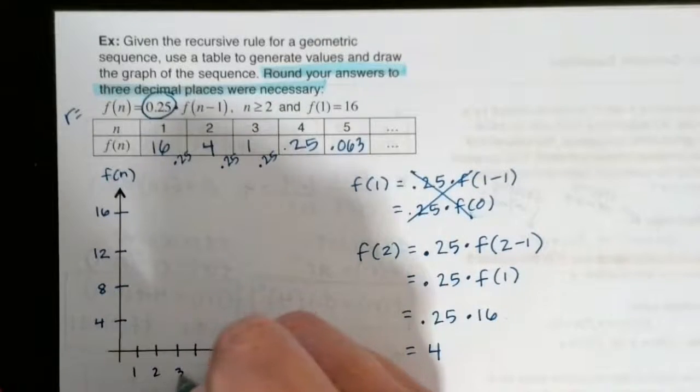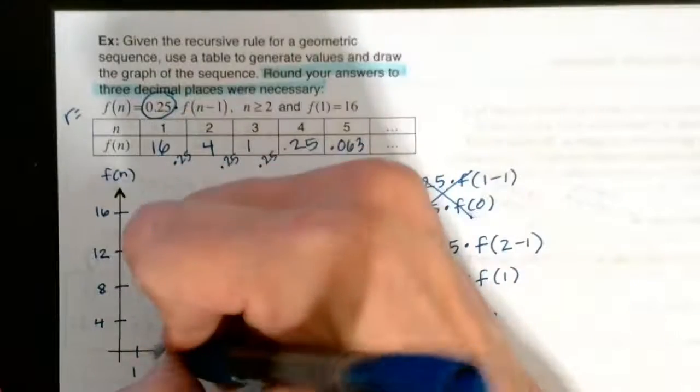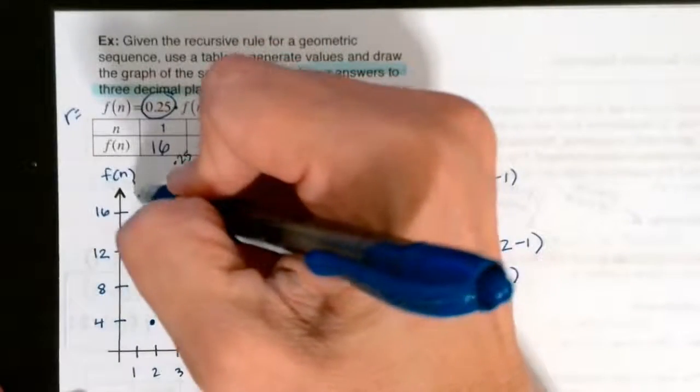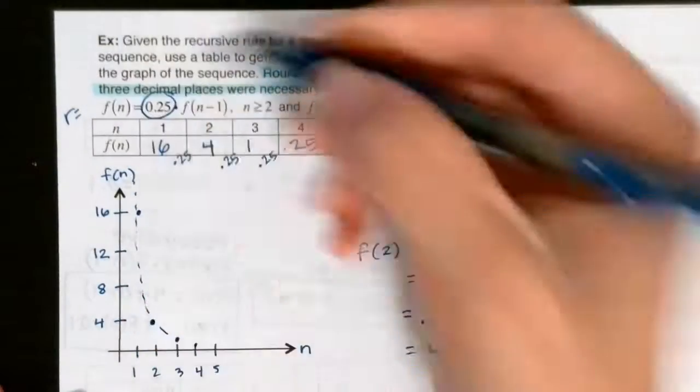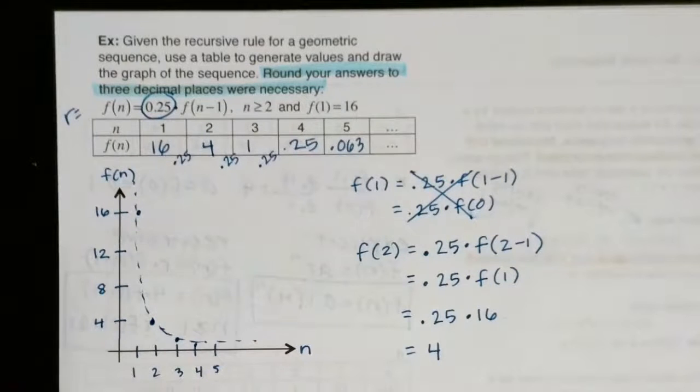Okay, so let's plot them really quick. 1, 2, 3, 4, 5. This is 16. When it's 2, it's 4. When it's 3, it's 1. So this graph is also taking on the shape of an exponential, but this one would be exponential decay because it's getting smaller over time. And that is it for geometric sequences.